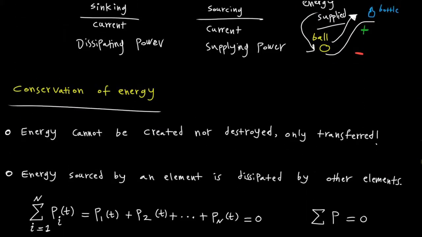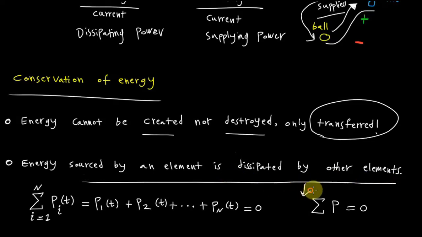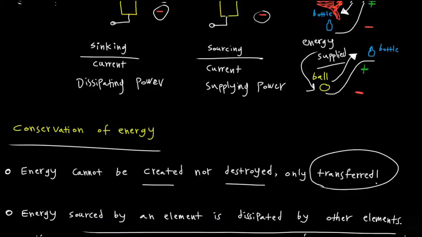On to talking about conservation of energy. In physics, we know that energy cannot be created nor destroyed, but only transferred. In the context of circuit analysis, energy sourced by an element is dissipated by other elements. So at all times t, the sum is equal to 0. In this case, I've written it out just to show an example here. So the powers sum up to 0 in a given circuit.